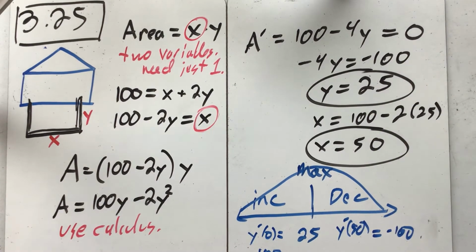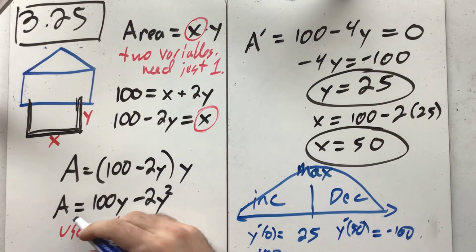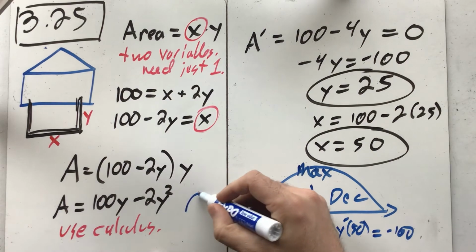Now, it turns out that this wasn't really too big of a concern for our problem, because we know right at the very beginning that this graph, we know just by looking at A, that A should be a parabola, and it should be an upside down parabola.